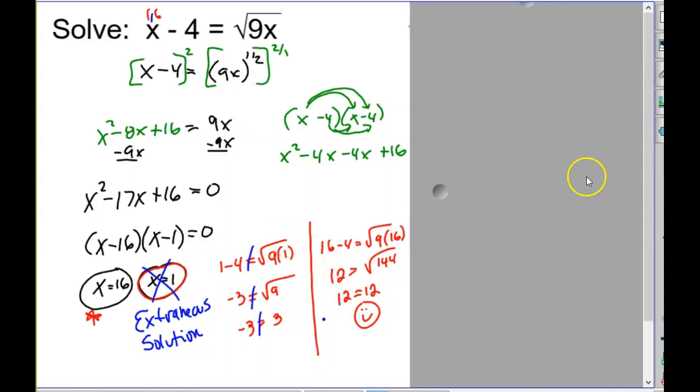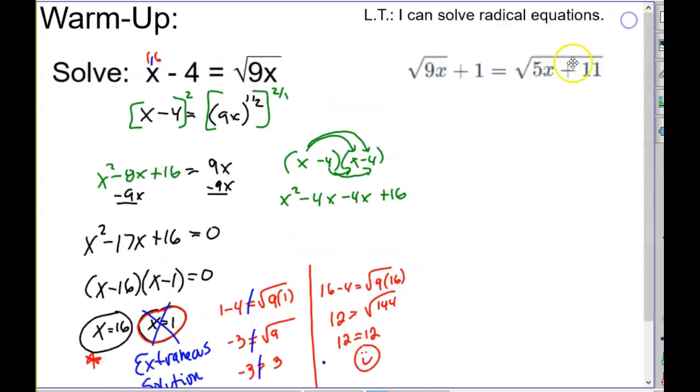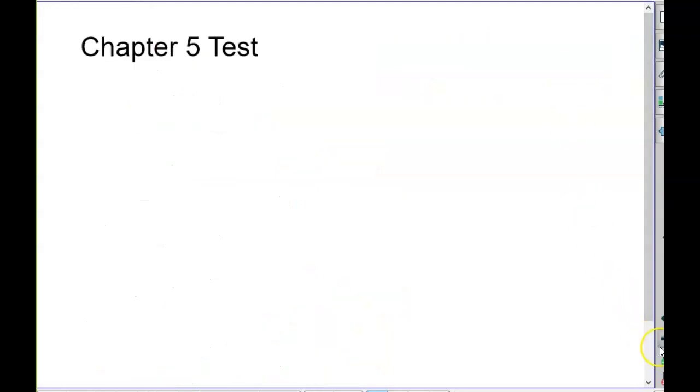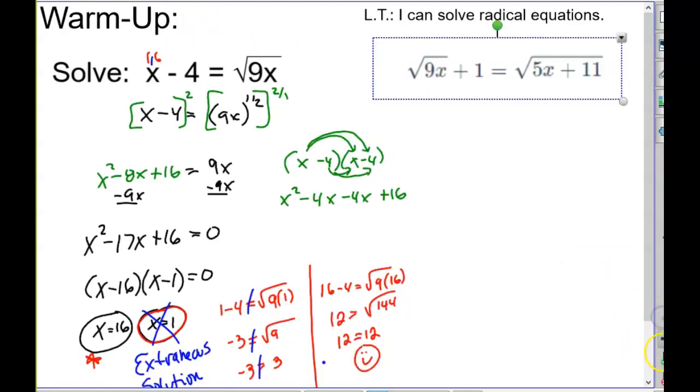Okay, I'm going to need a different slide for this one, so let me copy this. I had a couple people ask if we could talk about a problem like this from last night's homework. We'll talk about that test as well.